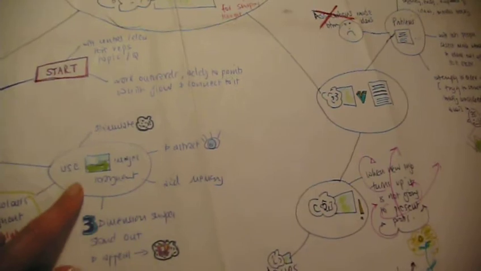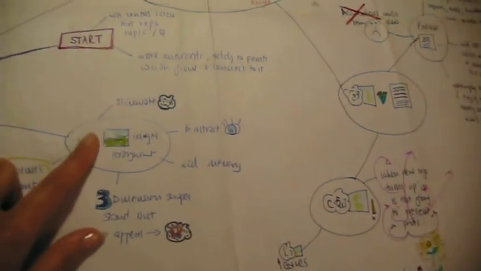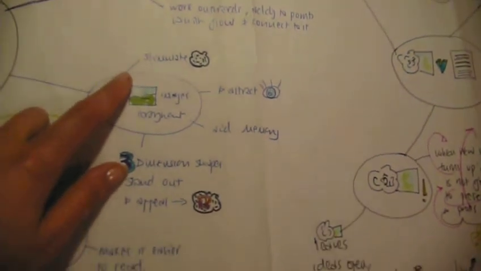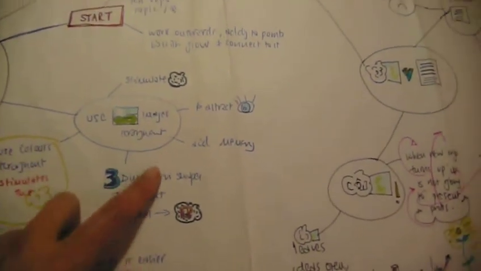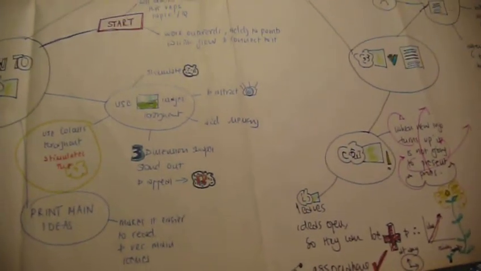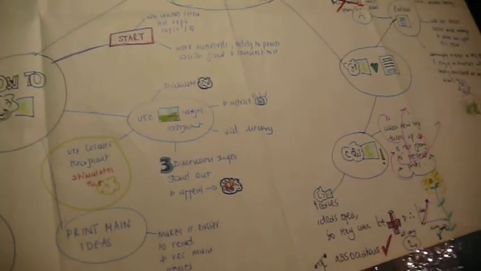You use images throughout. The reason you do this, as psychologists have said, is because it stimulates the brain, it attracts the eye, and it aids memory. So a mind map is going to help you whether you have to learn a speech for a wedding or you have to revise for an exam.